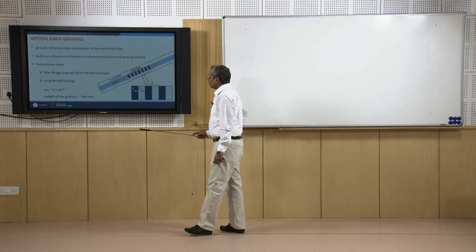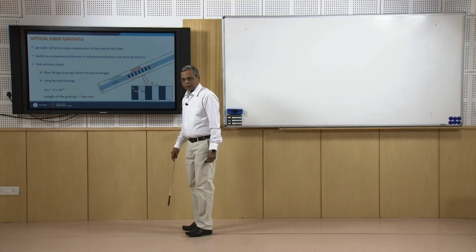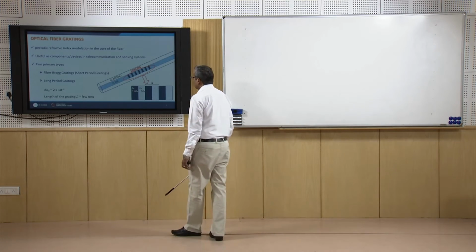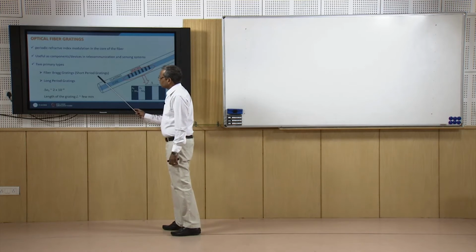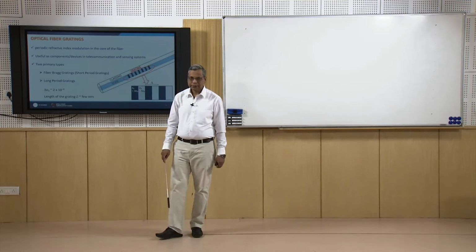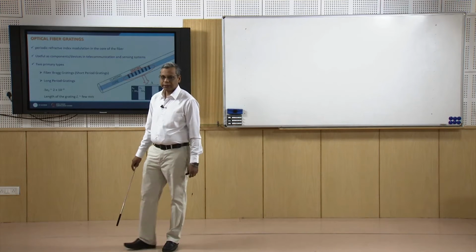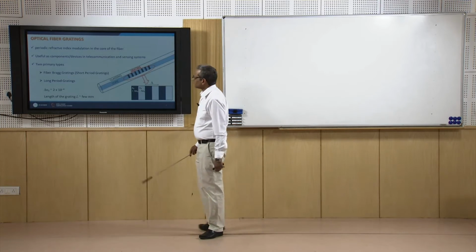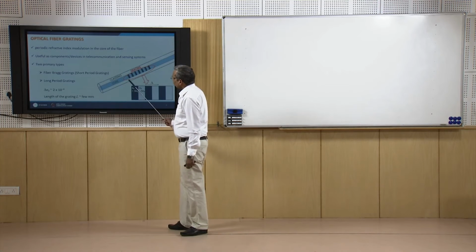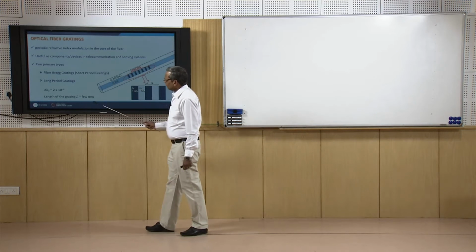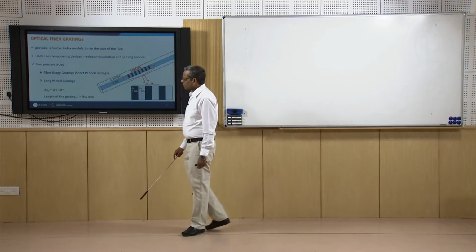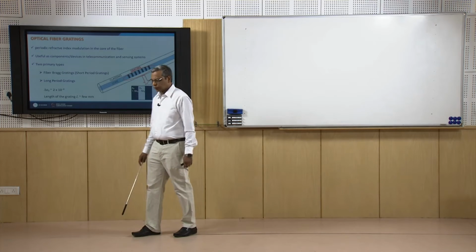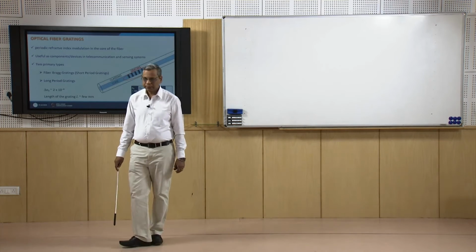Depending upon the periodicity of this modulation, we can have short period gratings or long period gratings. Short period gratings are also referred to as fiber Bragg gratings, because the phenomenon is equivalent to Bragg reflection or Bragg diffraction in crystals. Typical refractive index modulation amplitude is 2 x 10^-4, and the length of the grating is a few millimeters. It can be a couple of millimeters to 10 or 15 millimeters.